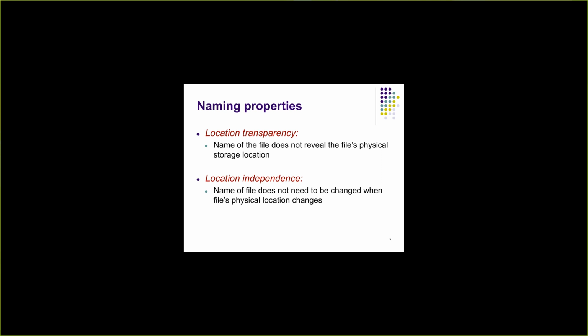So location transparency allows users to use the file names without worrying about physical location, because you cannot figure out the physical location from the name. And location independence allows the file names not to be changed when the storage actually changes in the back.